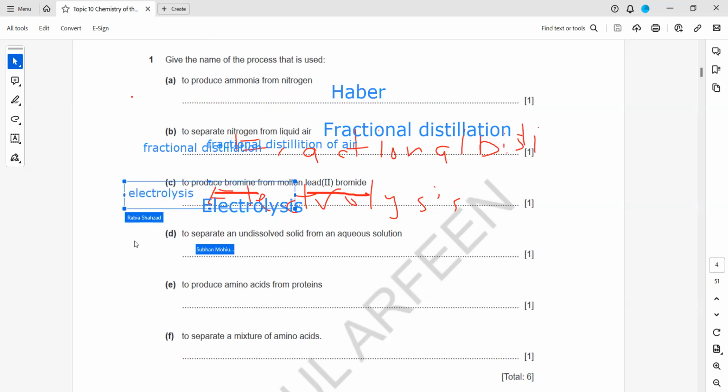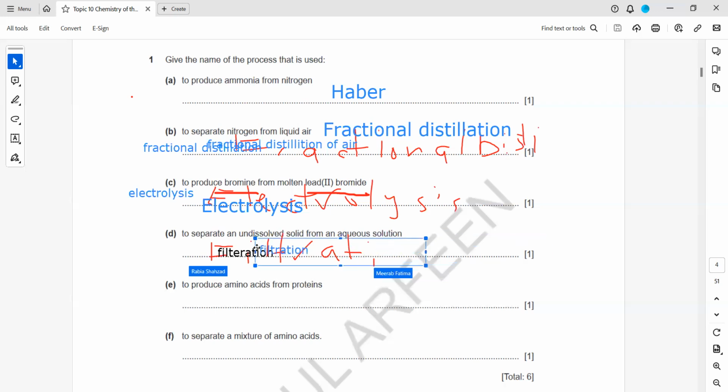Good. Which method is used to separate an undissolved solid from an aqueous solution, a substance which does not dissolve? What do we call it? Filtration. Good. To produce amino acids from protein, that is not polymerization, the opposite, that is called hydrolysis. You will learn this later in organic chemistry. The hydrolysis of protein will give amino acids.